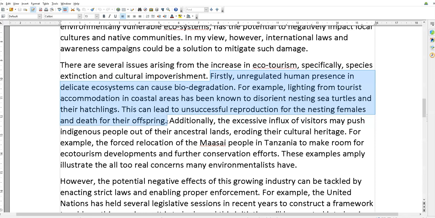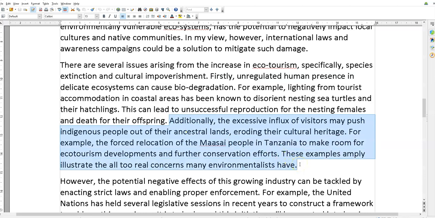So several issues, specifically species extinction. I'm talking about how tourists going to places where they shouldn't be disorientates sea turtles. This is actually a real example which I found from my research. Cultural impoverishment. Apparently some indigenous people get kicked out of their ancestral homes so they can build ecotourism developments. Again, an actual example.